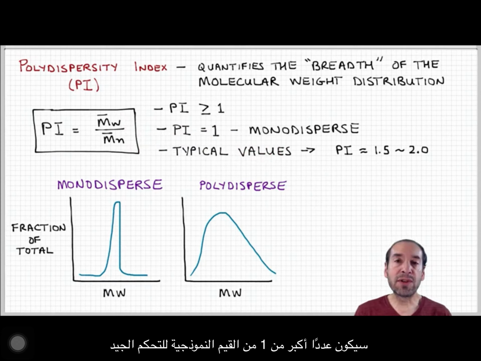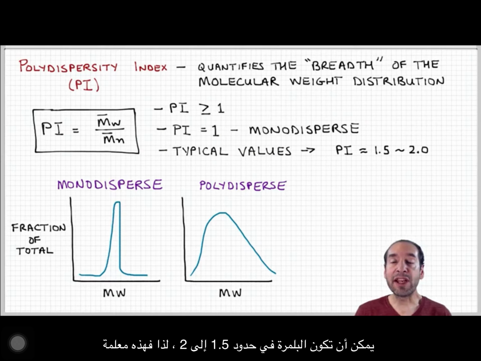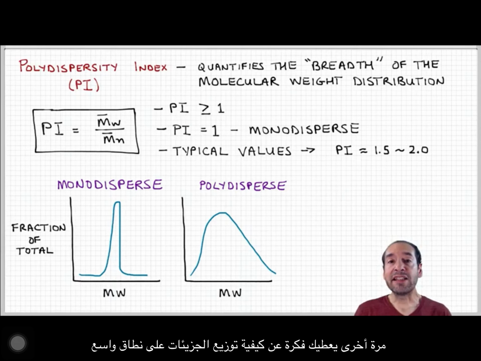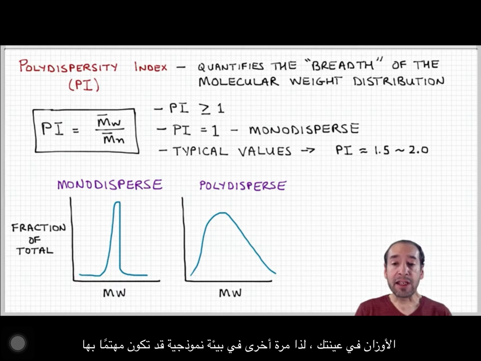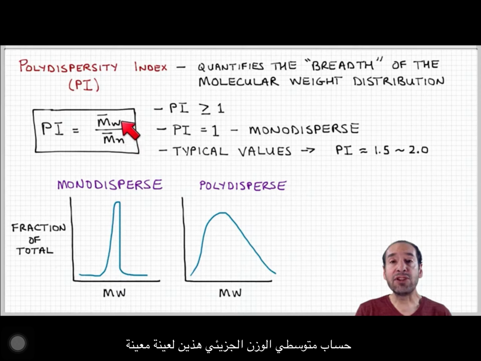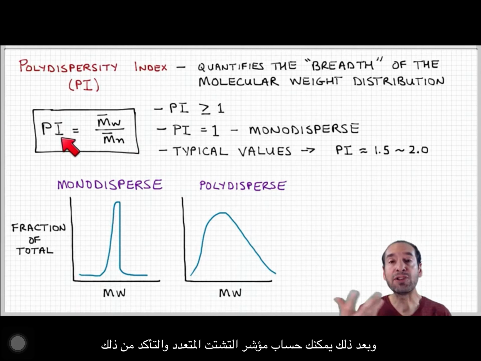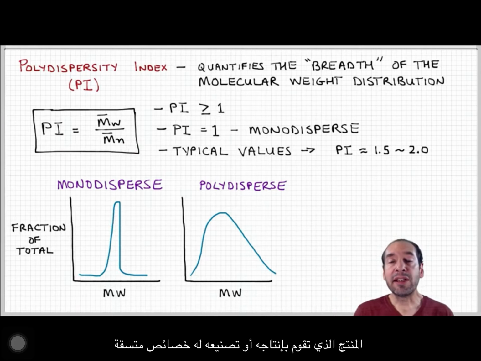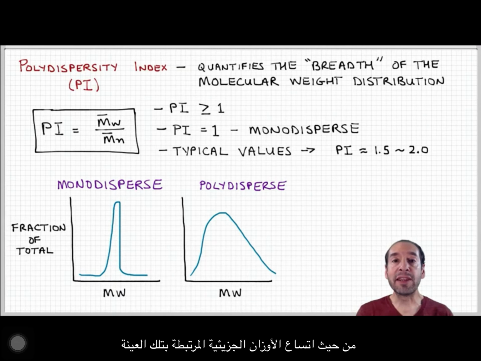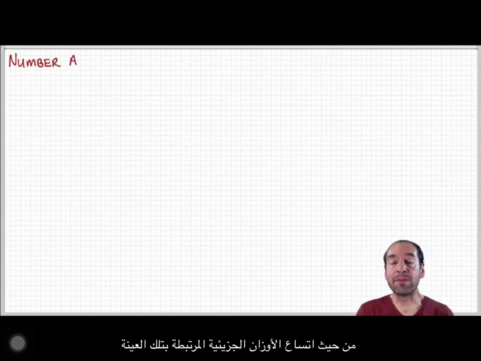Typical values for a well-controlled polymerization can be in the range of 1.5 to 2. So this is a parameter that, again, gives you some idea about how broadly distributed the molecular weights are in your sample. So again, in a typical setting, you may be interested in calculating these two molecular weight averages for a particular sample, and then you can calculate the polydispersity index and make sure that a product that you're producing or manufacturing has consistent properties in terms of the breadth of molecular weights associated with that sample.